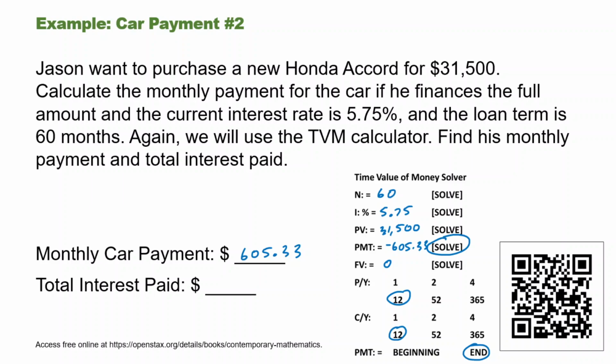Now, in order to find the total interest paid, we need to first consider how much Jason has paid in payments throughout those 60 months. So he will have paid $605.33 every month for 60 months. So 605.33 times 60 means that he has paid $36,319.80.